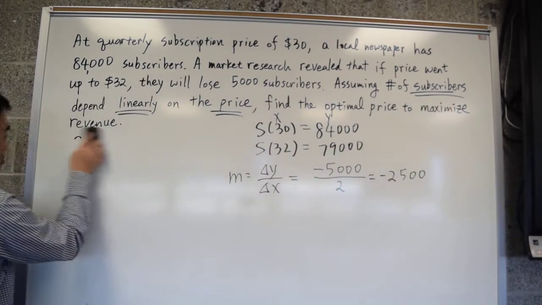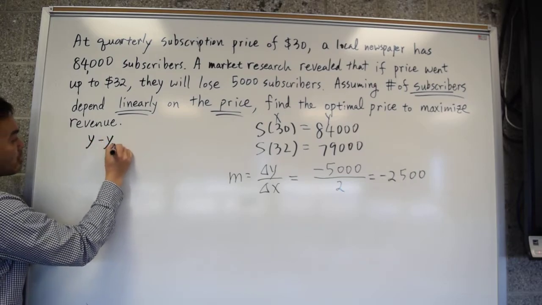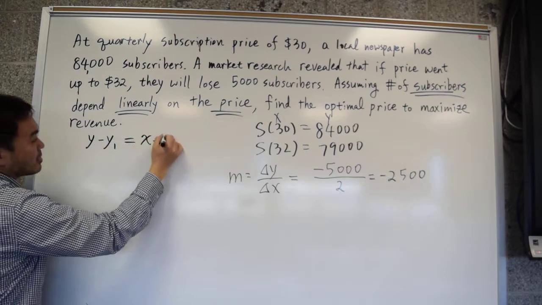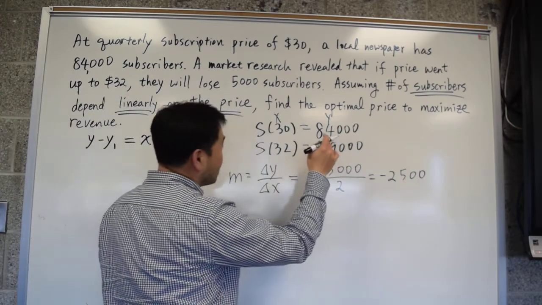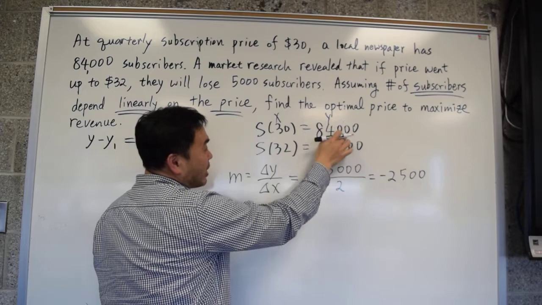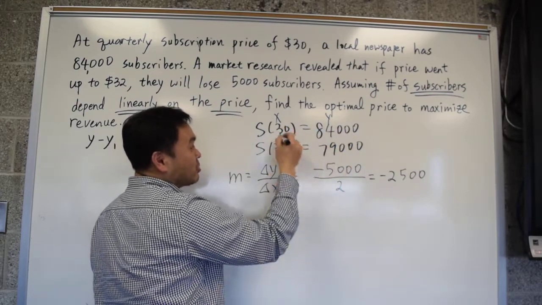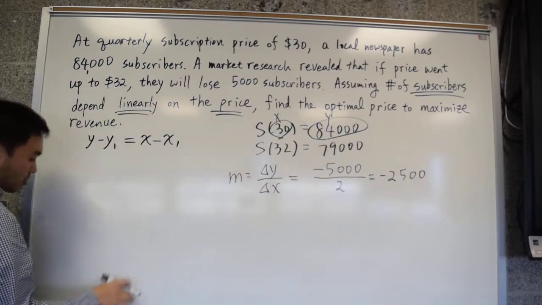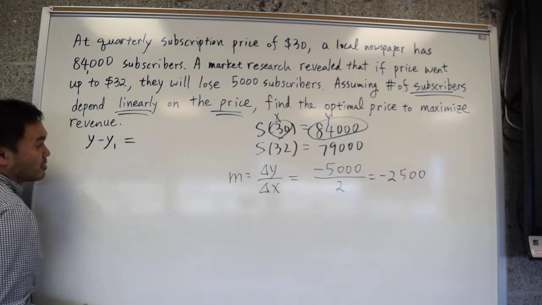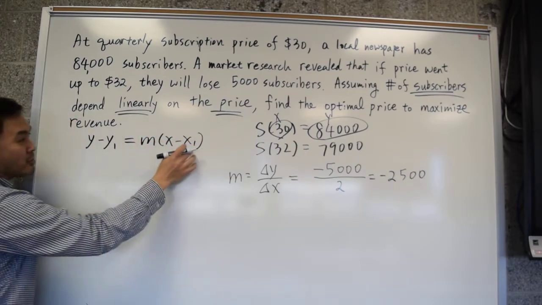Let's do the point slope form. Point slope form is y minus y1 equals m times x minus x1. See, this is your x, that's your y, and you can actually choose either one of them to be x1, y1, but usually I choose the first one. So x1 is 30. Oh, sorry, I wrote it wrong. It should be m times x minus x1, right? Okay. So x1 is 30.